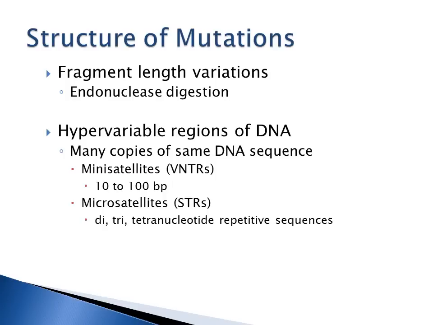Microsatellites, or STRs, which stands for short tandem repeats, are usually di-2, tri-3, or tetra-4 nucleotide repetitive sequences. So these are tiny nucleotide sequences repeated over and over again. So minisatellites and microsatellites.